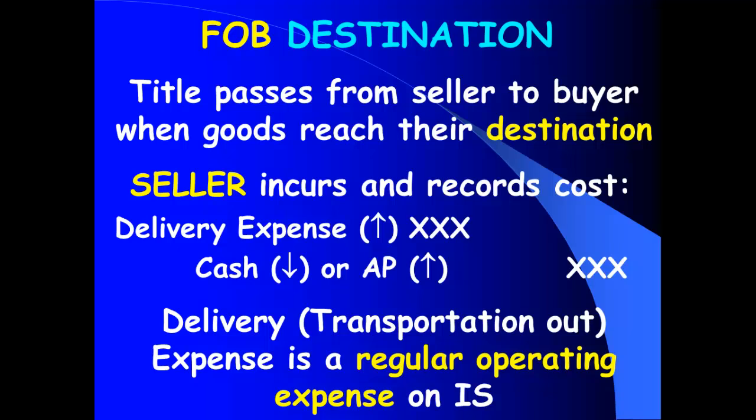So if the terms are FOB destination, legal title to the goods passes when they arrive at the destination. The whole time the goods are in transit, they belong to the seller. You better have some insurance on those goods while they are in transit. The seller pays the freight cost with a debit to delivery expense. Credit cash if we pay it right away. Credit accounts payable if I owe it and I'm going to pay it later on.